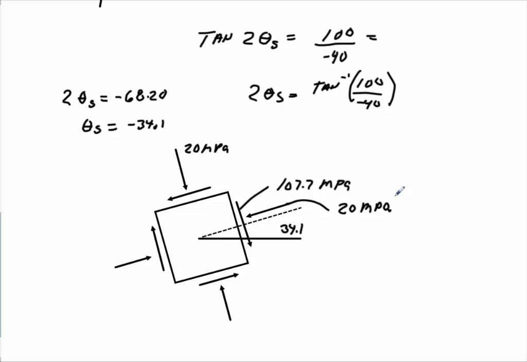Okay, and that completes it. That's pretty much an orientation to Mohr's Circle. Pretty much just use the procedures that I'm demonstrating here, and you should be good to go.